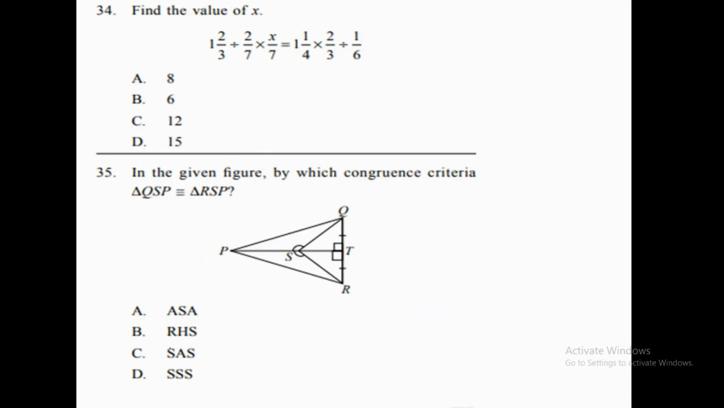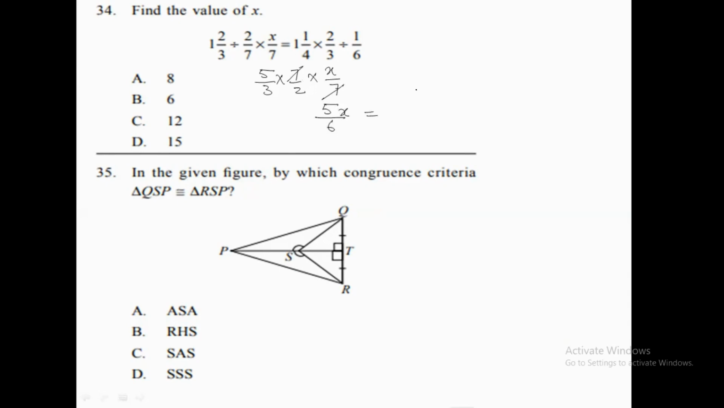Here, what we need to do is find the value of x. Okay, so for this, first we need to solve it. How are we going to solve it? Just simplify it. 3 1s are 3, 3 plus 2 is 5, so 5 by 3 divided by 2 by 7. Okay, so we can write it as 7 by 2, then multiply by x by 7. Okay, when we solve it, we are getting 5 by 6x.